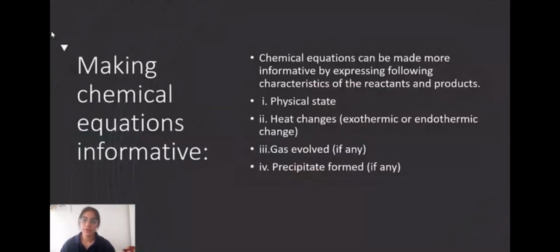Making chemical equations more informative. There are generally four ways that we would be studying in which chemical equations can be made more informative. By expressing the following characteristics of reactants or products, the physical state of the reactant or the product can help us make a chemical equation offer more information. We will see if the state that we first had for the reactant was a liquid or a solid, and the state of the product that we now get is a liquid or a solid or a gas or something else has been formed.